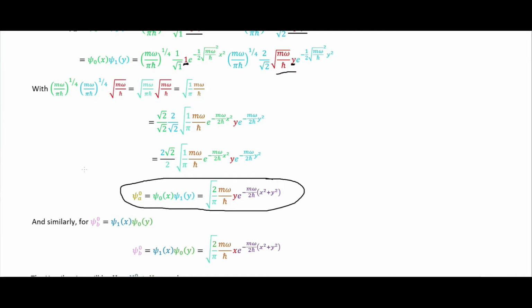If we go through the math, we end up with this for our first state, the one where we have psi sub 0x and psi sub 1y. The second is when we have psi sub 1x and psi sub 0y. For this one, we end up with this solution right here.